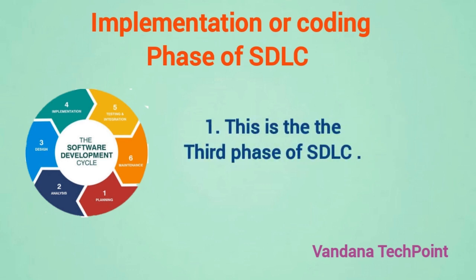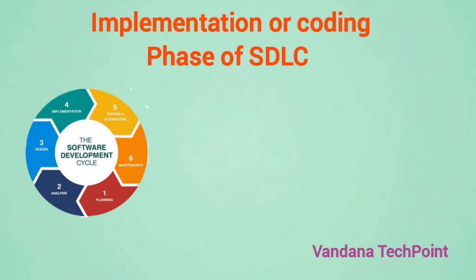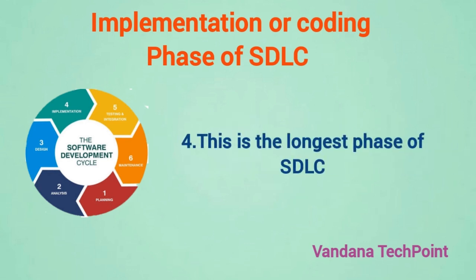First, this is the third phase of SDLC. Second, the input for this phase is SDD, that is, System Design Document, and SRS, that is, Software Requirement Specification document. Third, the goal of coding phase is to translate the design of the system into the code in given programming language. Fourth, this is the longest phase of SDLC.